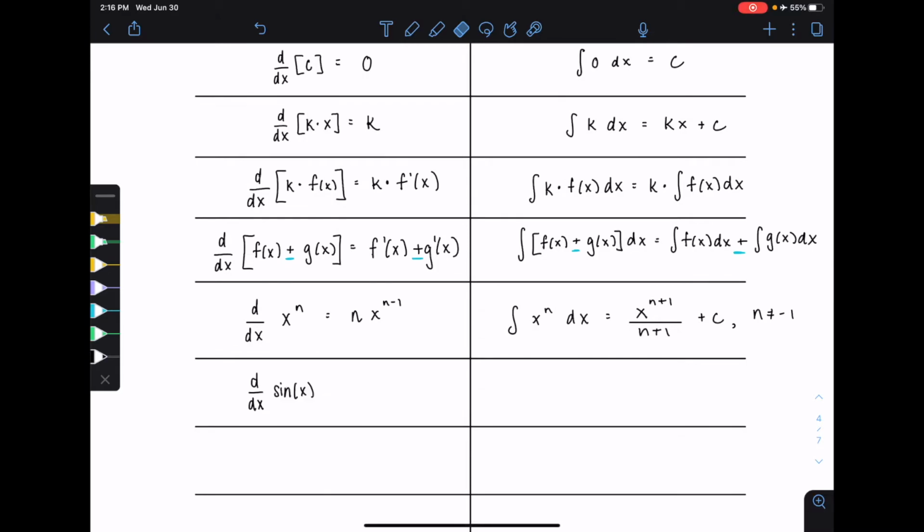Then if we go to our trig functions, the derivative of sine of x is cosine of x. So if I integrate cosine, I'm going to land back to sine because the derivative of sine is cosine.